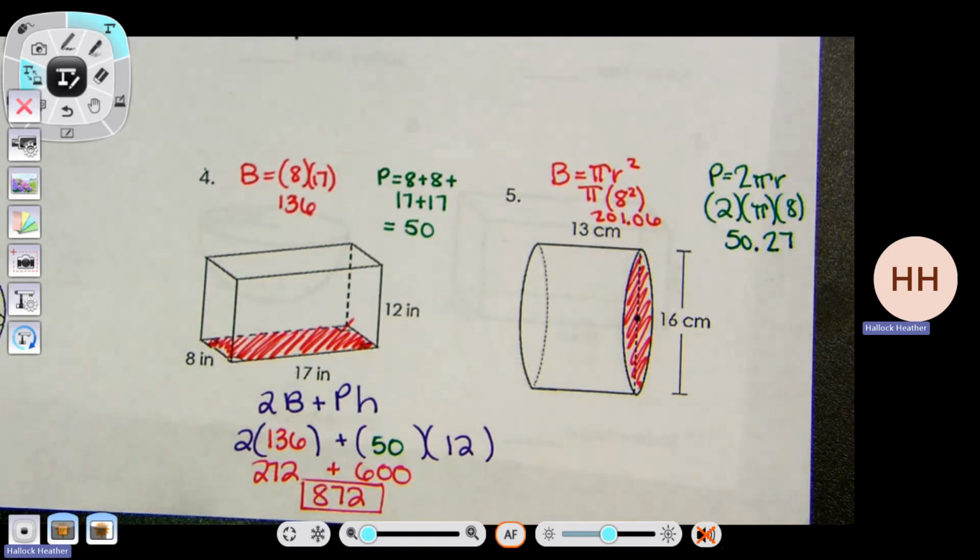So you should be trying number 5. You should be using 8 as your radius. So I put 201.06.